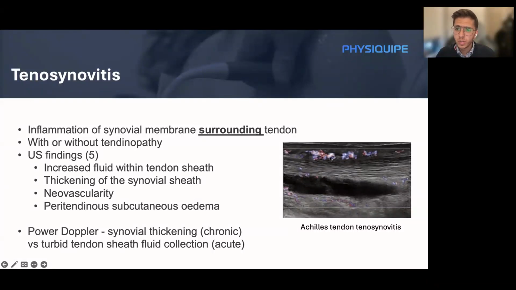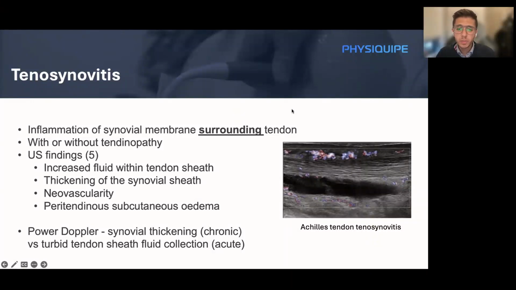And similarly on this photo, you get that neovascularity, so that power Doppler signal in just the fluid. And interestingly, you can see here, not in the tendon itself. And sometimes, not often, you can get subcutaneous edema, so you can see fluid around the tendon and the tendon sheath. That does suggest, again, it's quite drastic tenosynovitis.